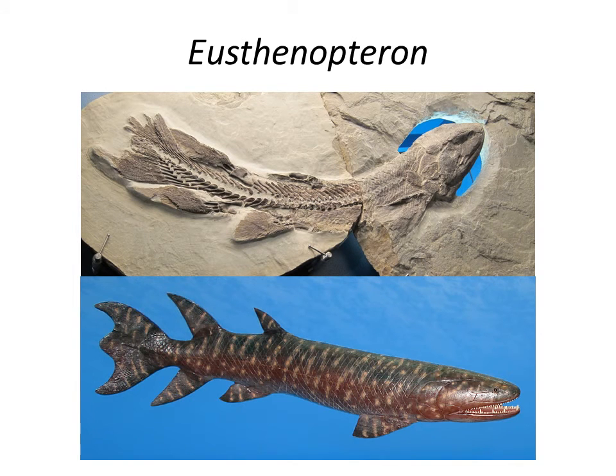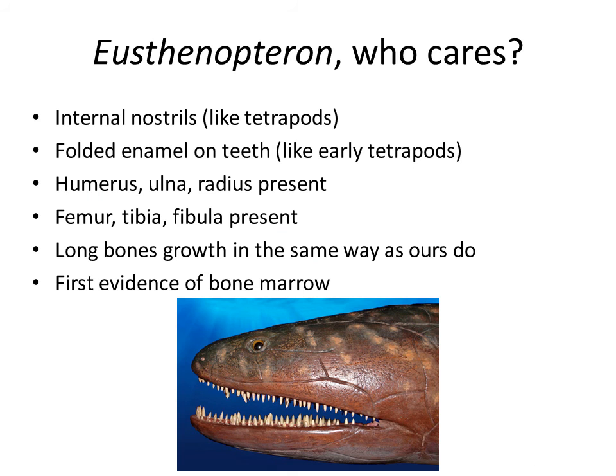This is one of the more famous ones. This is Eusthenopteron. This is probably one of the most well-known ancient fossil fishes ever discovered. We have hundreds and hundreds of these specimens. It doesn't look a lot like a modern group, but it is actually very closely related. They have internal nostrils, right?